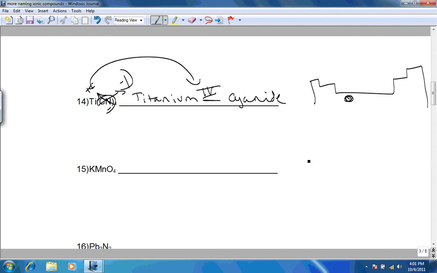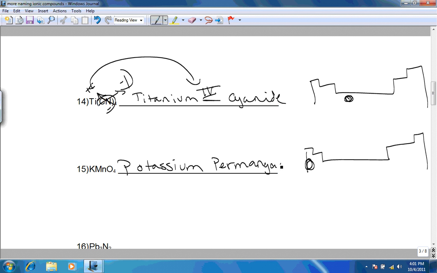And then finally, for finishing up this set, potassium is right here. So that means we can look on the periodic table and determine its charge. We do not need any Roman numerals. And MnO4 stands for permanganate. And you are done with that one because you don't need a Roman numeral there. And that's 11 through 15.